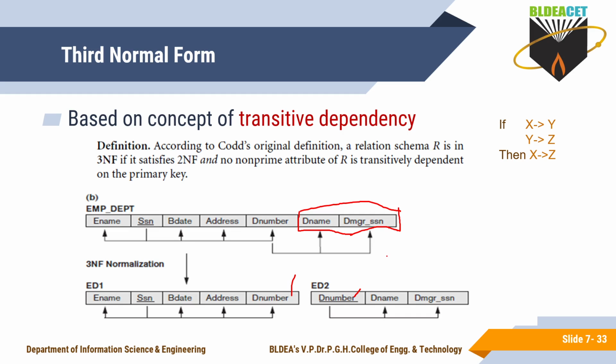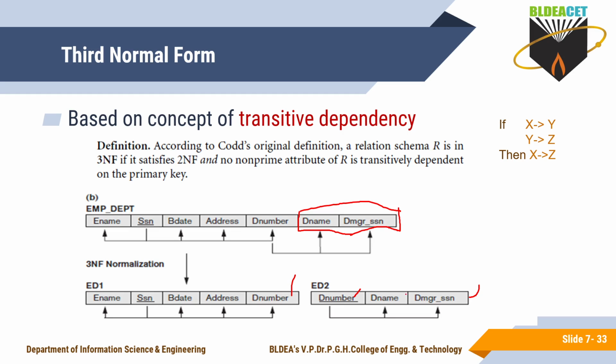Like this, after decomposing, you can tell that ED1 and ED2 are now in the third normal form also. ED1 and ED2 are in the first normal form, the second normal form and also the third normal form, if all these constraints are satisfied. First normal form constraint is what? Attributes must be atomic. Second normal form constraint is what? It is fully functional dependent.